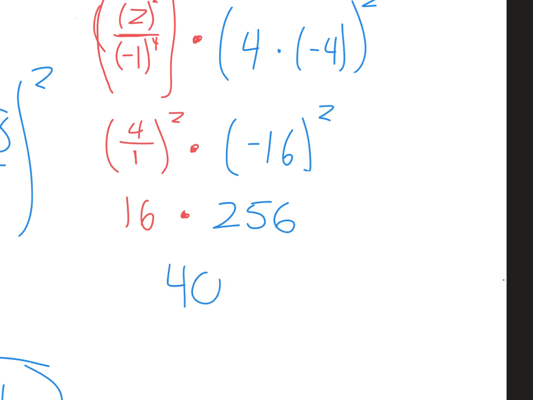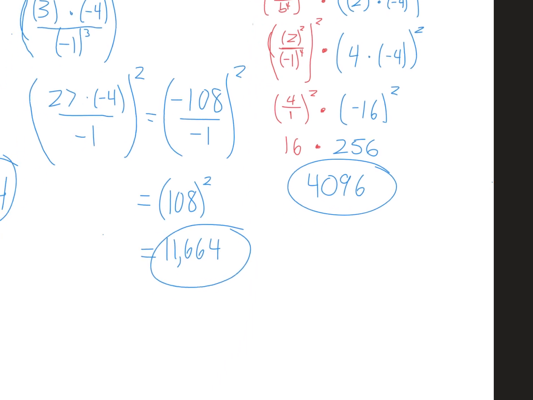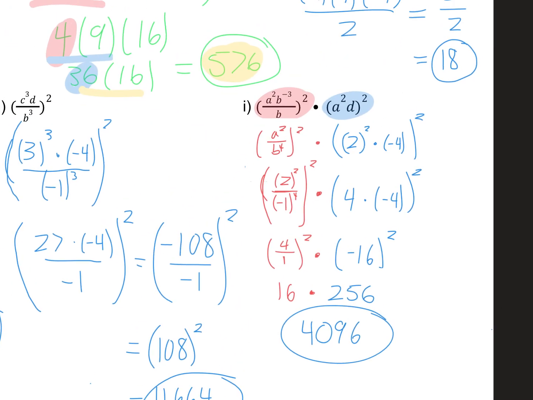All right, so our final answer, you can use your calculator, it is 256 times 16. Once you plug that in, you should get 4,096. All right, and I believe that wraps up Chapter 6 for us.